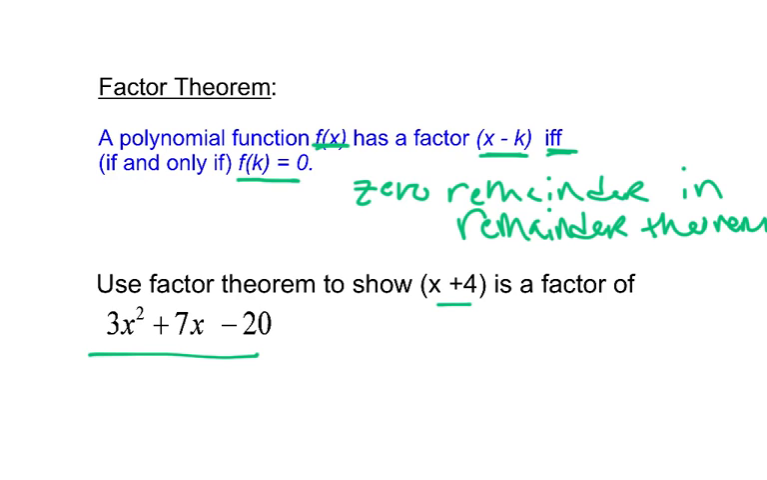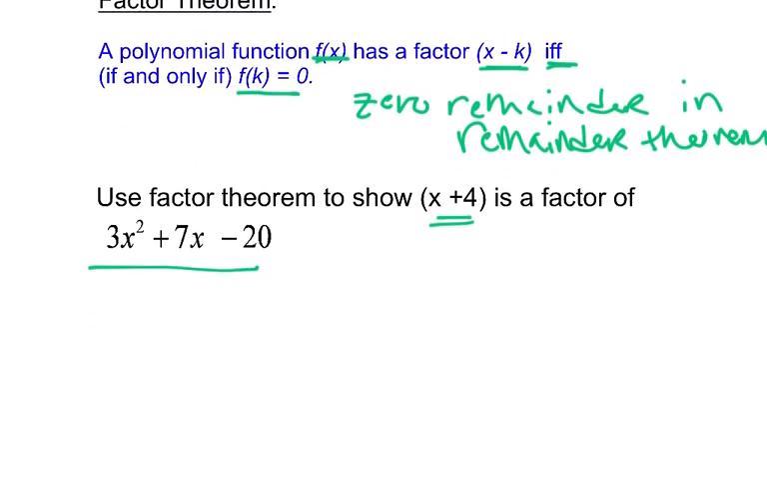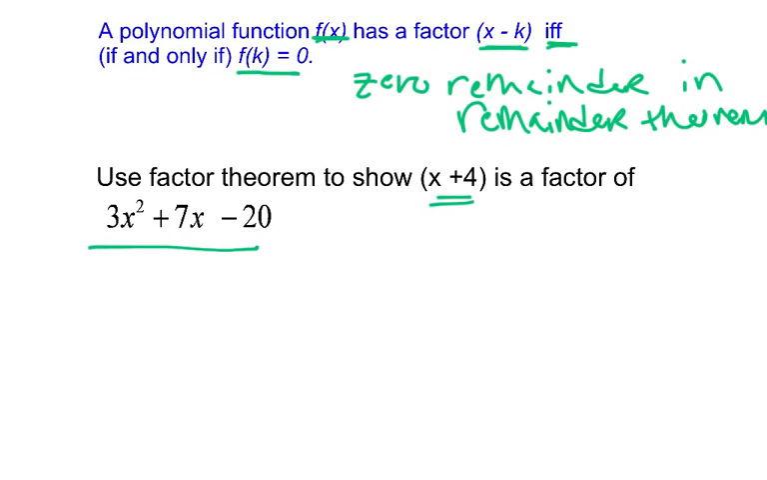Alright, so if I get 0, then x plus 4 is a factor. If I get anything other than that, then it's not a factor, and we'd maybe try something else. So we're going to use the factor theorem to show that x plus 4 is a factor, which means it will be 0 in our end. We identify the k value, and the k value is negative 4. It's the opposite of what's in the factor.